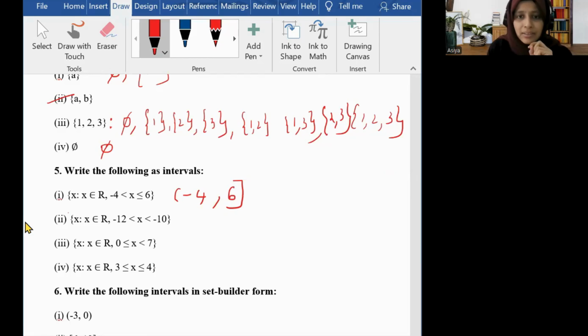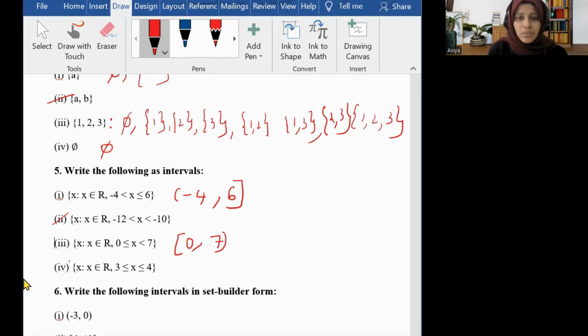Now again, this one would be given as homework. Now moving on to the third bit. I have 0 less than or equal to x. X is greater than or equal to 0. That means it will be a closed interval. And x is less than 7. 7 is excluded. That means I will not put a square bracket. Instead, I will put a circular bracket or a small bracket.